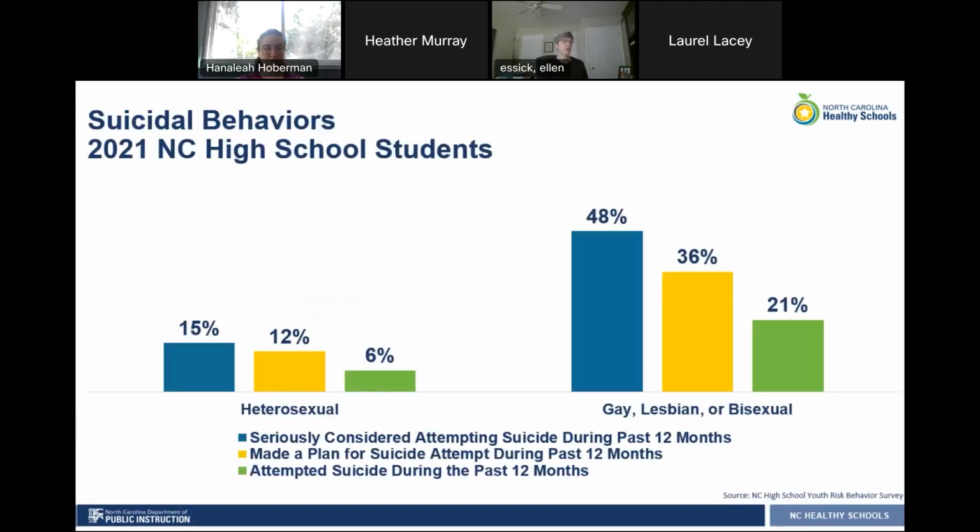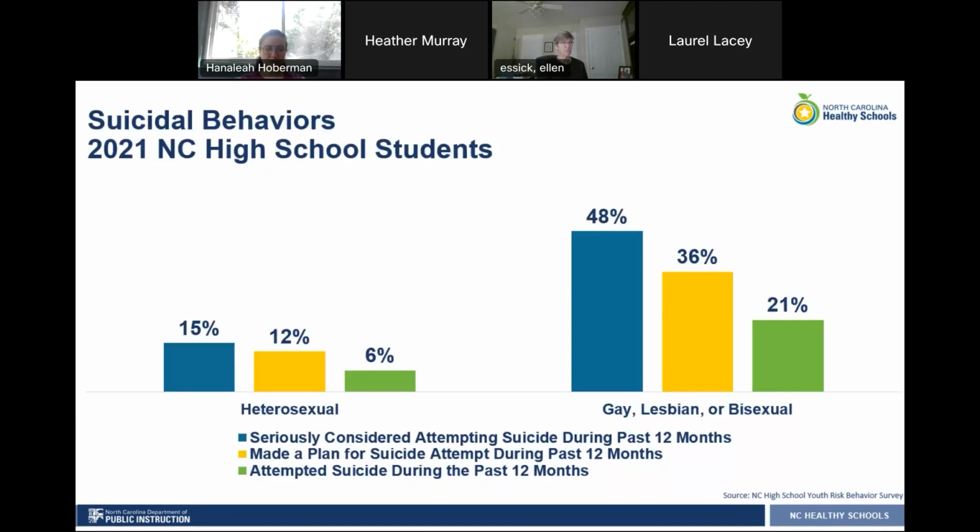We also know that particularly our gay, lesbian, and bisexual students are impacted. If we look at our students that are heterosexual that say they seriously considered attempting suicide in the last 12 months, that's 15%. But when we ask that same question to our gay, lesbian, and bisexual students, they're at 48%.